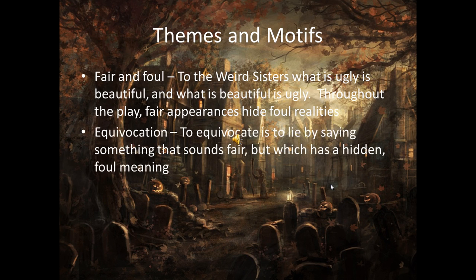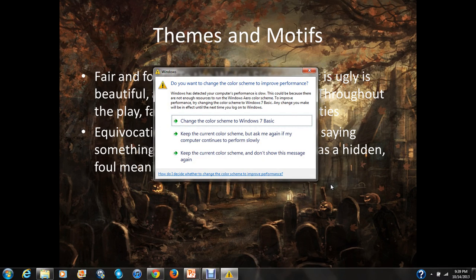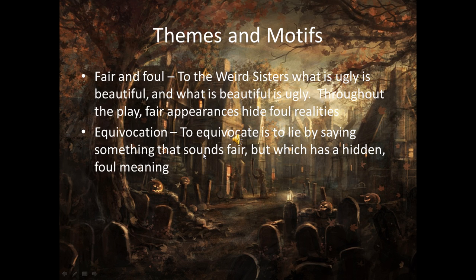The idea of equivocation is a theme. To equivocate is to lie by saying something that sounds fair, but which has a hidden foul meaning, or by saying something that on the surface looks one way but really is rotten on the inside. And so deceit is a big theme. Nothing is really what it seems, and no one is really who they seem.